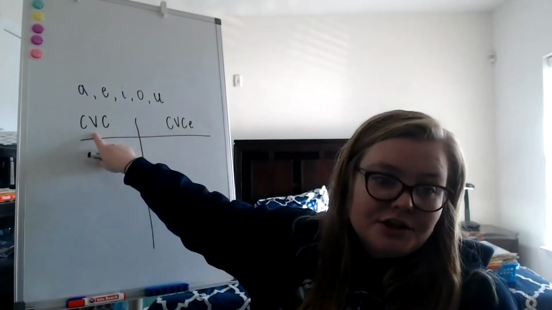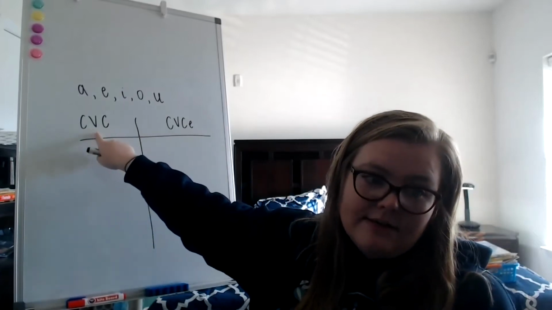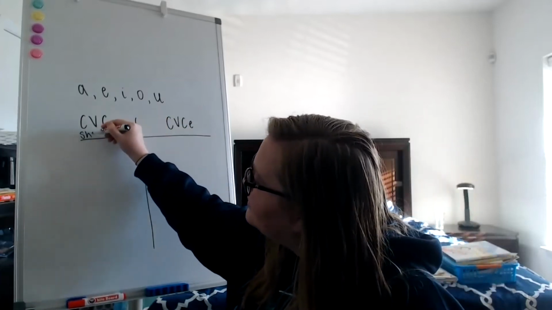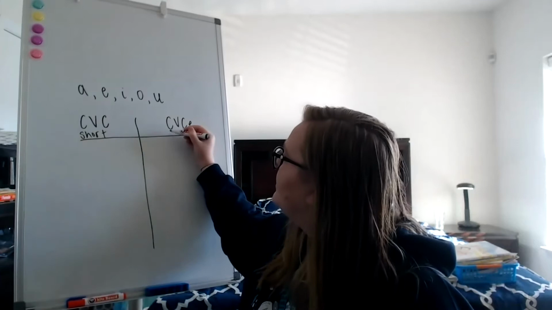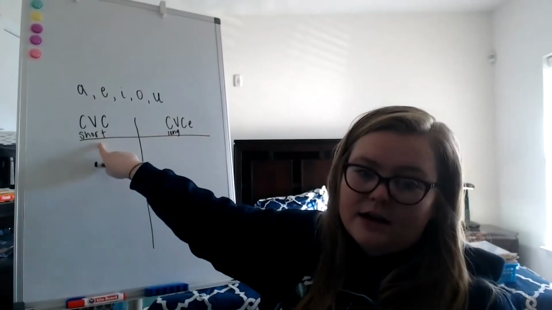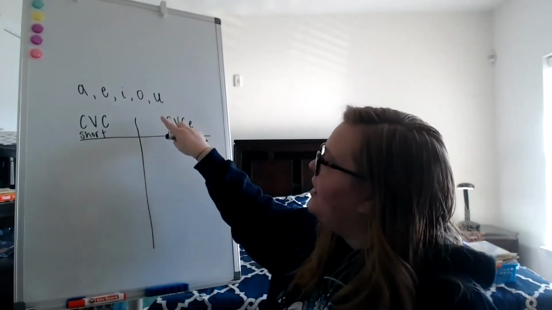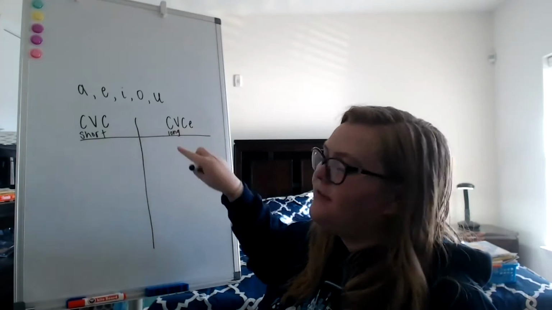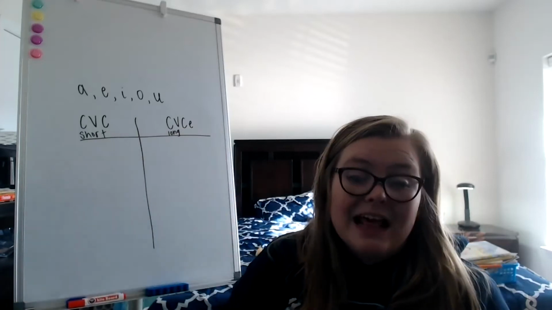So this is our short vowel pattern, consonant, vowel, consonant, and this right here is our long vowel pattern: consonant, vowel, consonant, silent E. That silent E makes the vowel say its name, making it a long vowel.